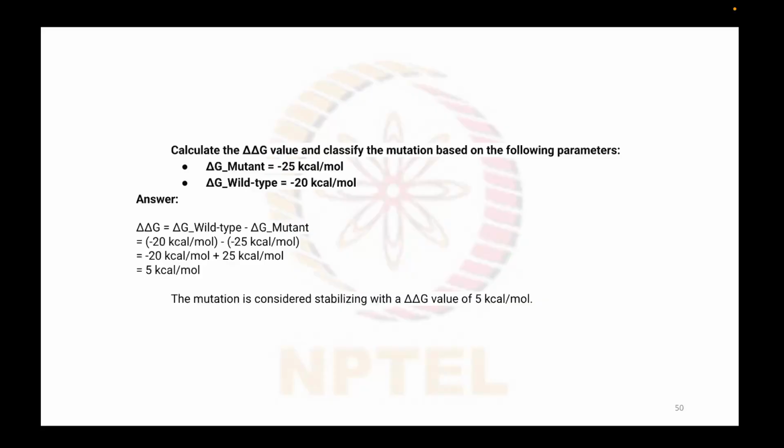Sir, is this for amino acids or for nucleic acids? No, generally stability values have been given for proteins, so it's for amino acids, mutation of amino acids. Okay, sir.